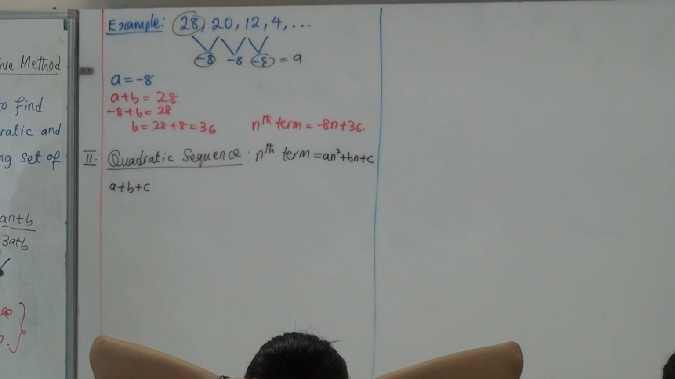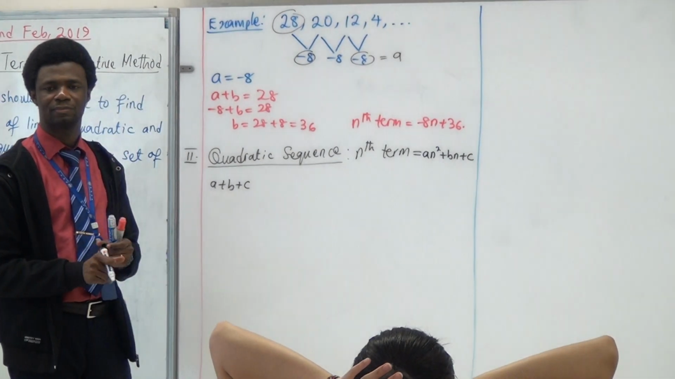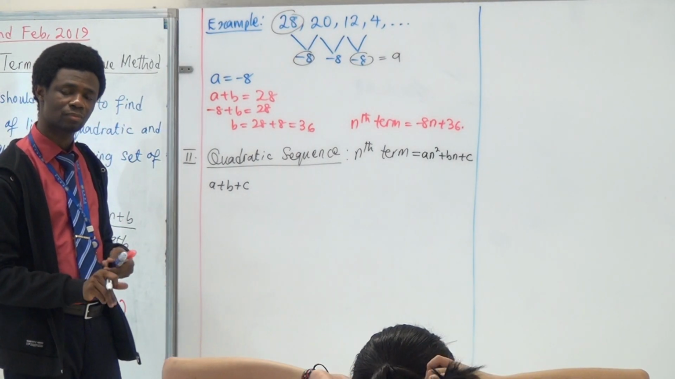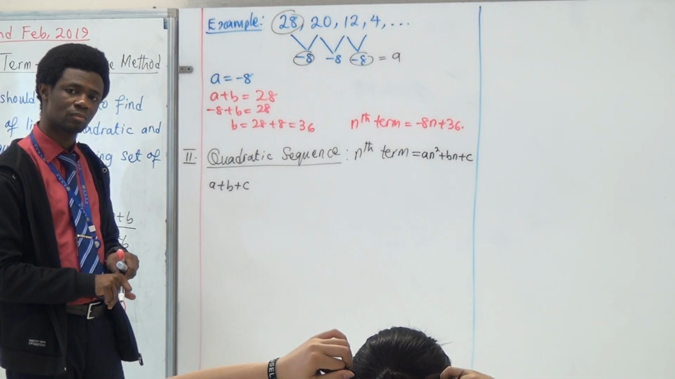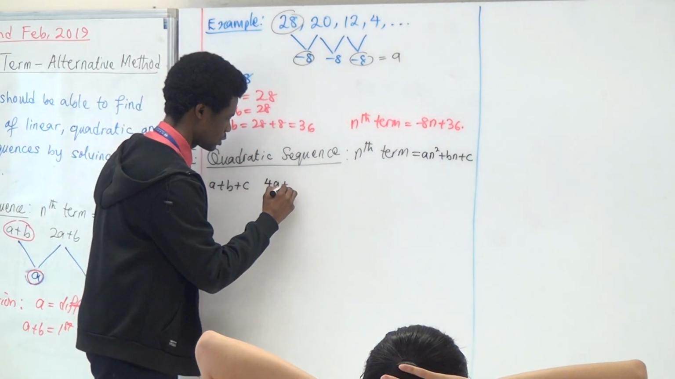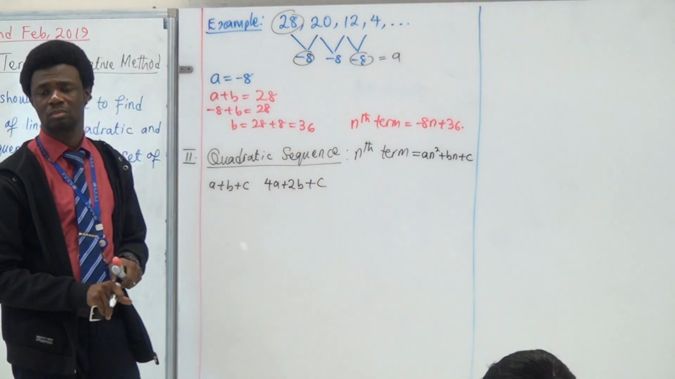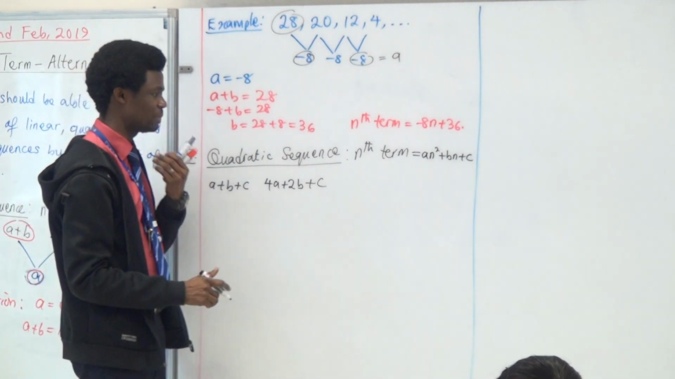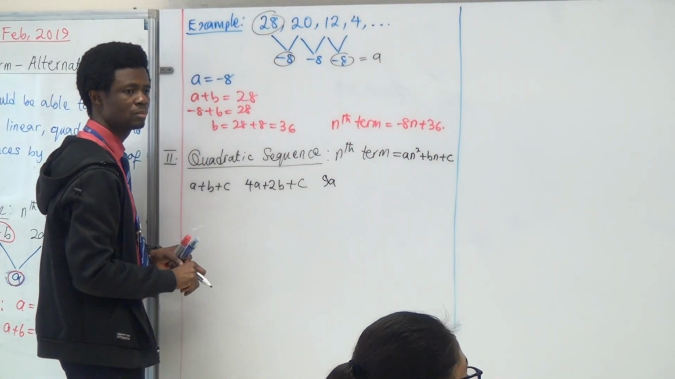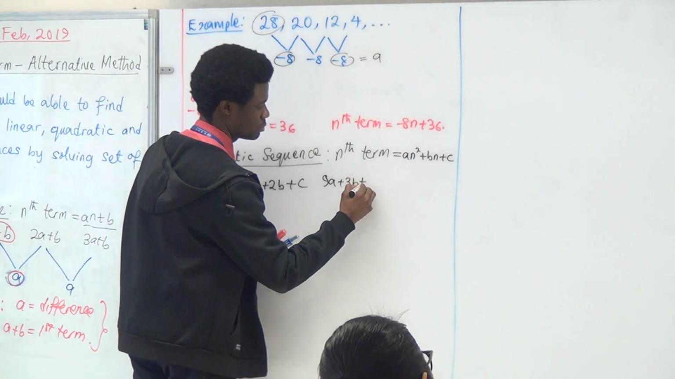Alright? So now that you know n is 1, tell me for the second term, what will it be? 2a. Look at it again. 4a. Good. 4a plus 2b. Good. Plus c. Easy. Alright? Trudy, tell me the third term. 9a plus 3b plus c.